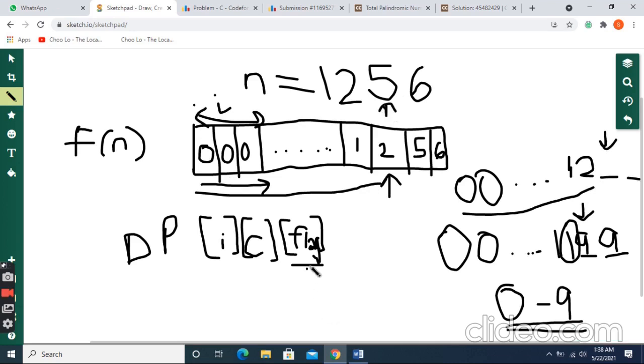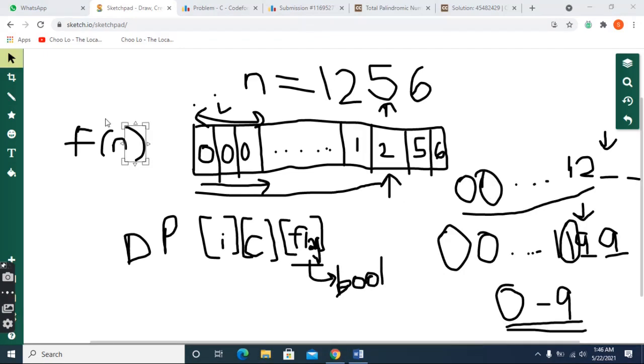So this is what my flag variable tells us, whether my prefix is strictly less than the original prefix or it is equal to the original prefix. So I just need a 0 1 value here. I can just take it as a boolean, which just tells me whether the prefix is less or equal. So I hope this is clear. So now how will we solve this problem?